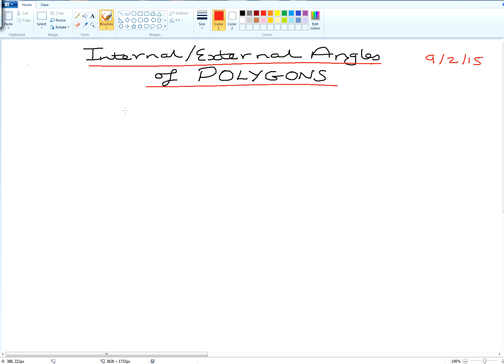Bismillahirrahmanirrahim. We're looking at internal and external angles of polygons. So these polygons are just a general name, a generic name for shapes which are three-sided and upwards. We're going to be talking about regular and irregular today. Now let's have a look at some basic formulas that we need in order to do the questions.